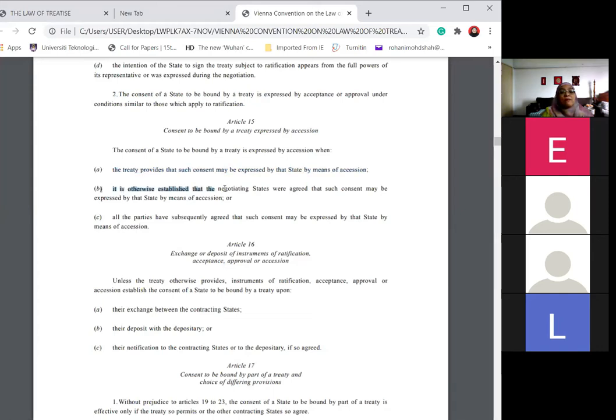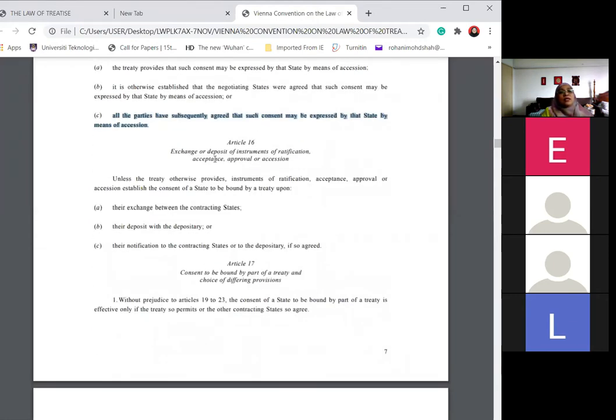Or it is otherwise established that the negotiating states agreed that such consent may be expressed by that state by means of accession, or all parties have subsequently agreed that such consent may be expressed. Everyone says so. So the country that signs late accedes, but its accession comes later. But nobody is objecting, nobody among the members of the new treaty objects to it. Everybody agrees to it.